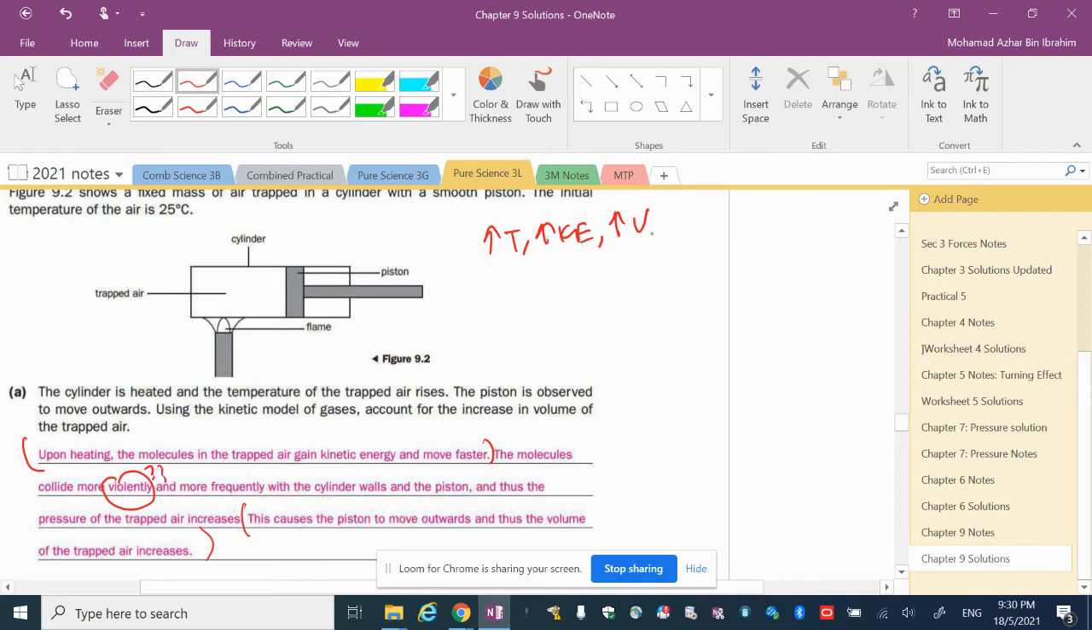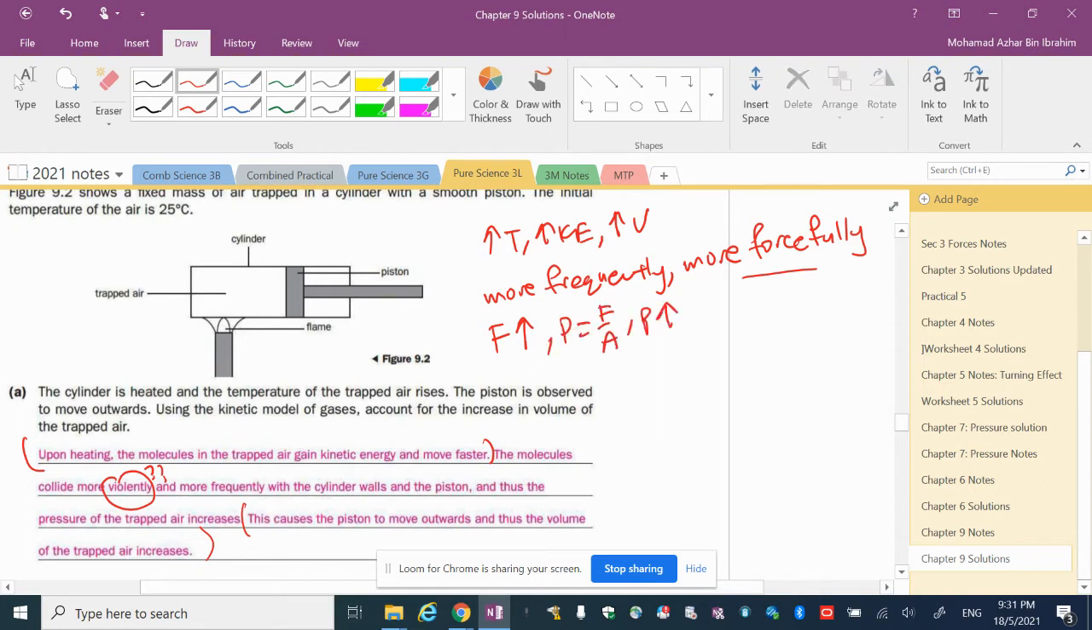All right, because they are moving faster, they hit more frequently, and you can say they hit with more force. Each hit is more forceful. So don't use the words forcefully and vigorously. Use quantities that you have already learned in physics, which is force. All right, because of that, the force felt on the inner portion of the cylinder increases. Since pressure is force per unit area, pressure increases.